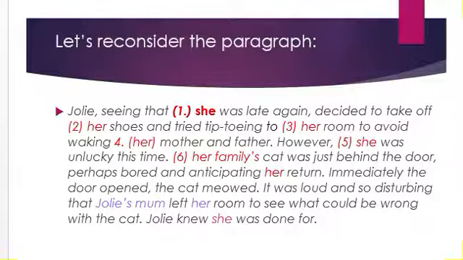So let's move on. Jolie seeing that she was late again. Now in selecting the pronoun she there, so many things were considered. Number one is the gender. That means Jolie is a female person. Decided to take off her shoes. That means you can see now that appropriate use of pronouns to replace the antecedent can bring in clarity in expressions. Decided to take off her shoes and try tiptoeing to her room.